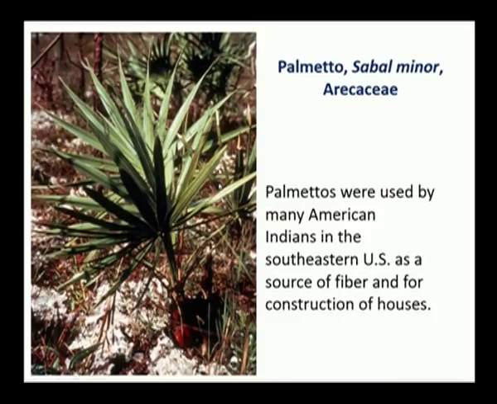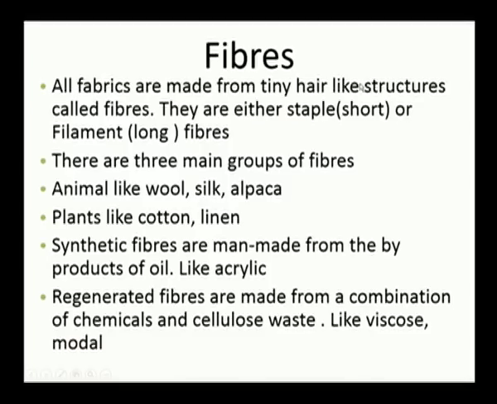Again, palmetto is another class of fibrous material. Palmettos were used by many American Indians in the southeastern US as a source of fiber and for construction of houses. Using this, people can make small cots or houses. Especially poor people can make their houses from these kinds of fibers. The next class of fiber we have already discussed.